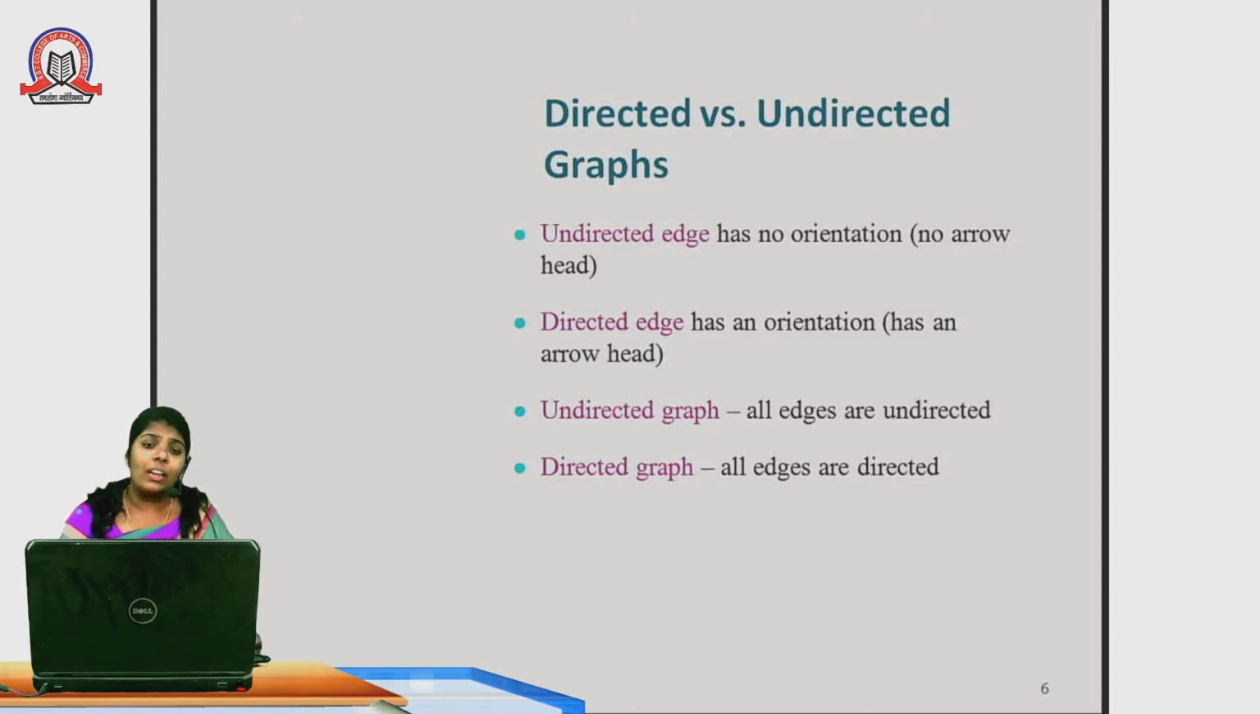And secondly, a directed edge. Direction means it will show the direction. So it will have the orientation, that is an arrowhead. For example, in the directed graph an arrow mark or arrowhead will be there, showing the direction. Whereas in an undirected graph there won't be an arrowhead. It will not show any direction. So in an undirected graph all edges are undirected, there is no direction. A directed graph means all the edges are directed.